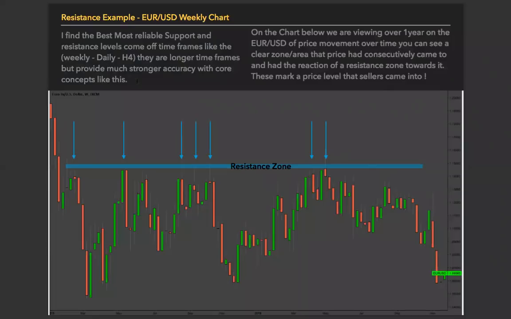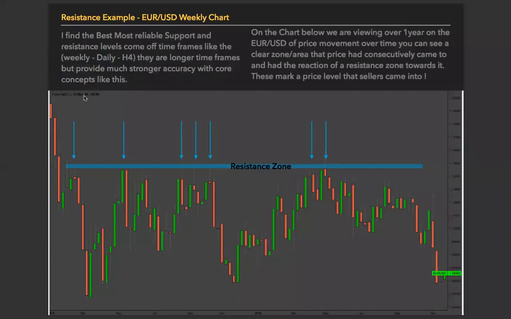For me, I've been doing this for a few years now. So I find the best, most reliable support and resistance levels come off of time frames like the weekly time frame, the daily time frame, and the 4-hour time frame. I find the best, most accurate ones, those are the time frames that provide stronger accuracy with a core concept like this. So on this chart, we're looking at a weekly time frame.